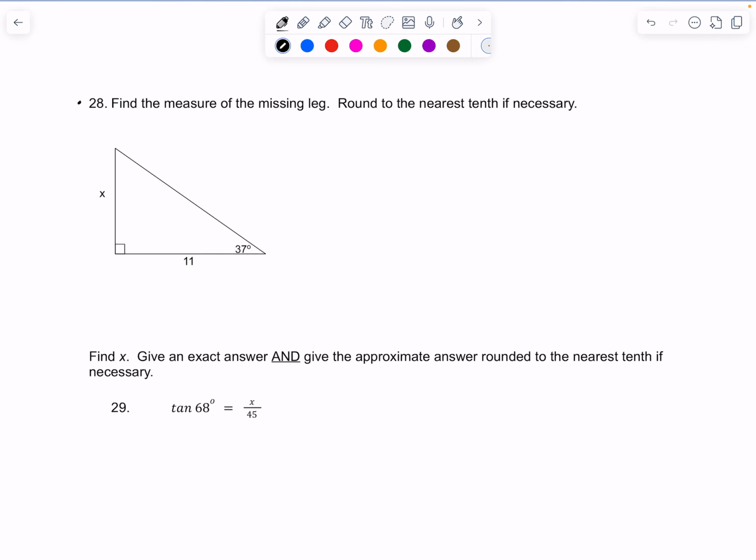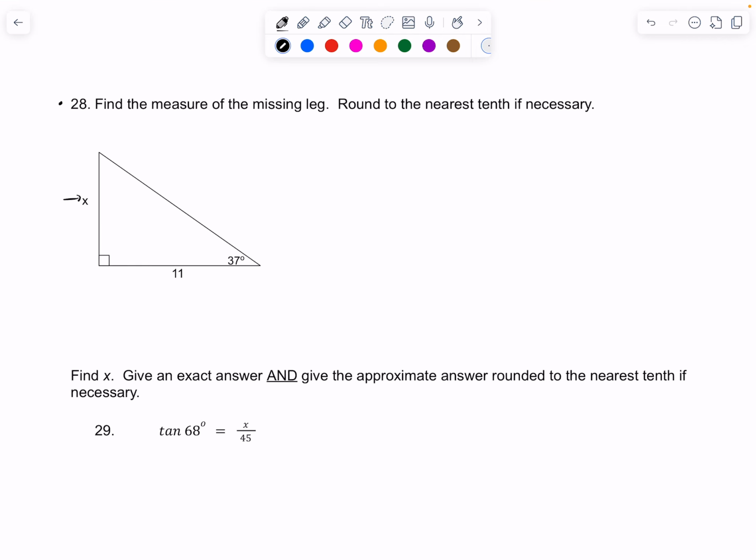All right, 28, find the measure of the missing leg. So we have this side here. They're giving us 37 degrees. So this is the opposite side from that angle, and this is the adjacent. So I'm going to write tangent of 37 degrees equals opposite, my unknown, over adjacent, 11. All right, now, to move this 11 over, I'm going to multiply both sides by 11. So my answer is going to be 11 times the tangent of 37 degrees.